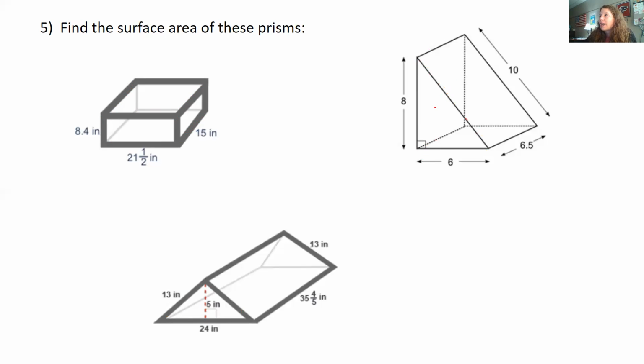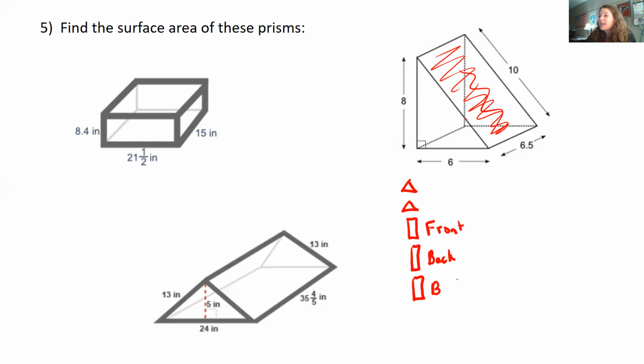All right, so for triangular prisms, we have 2 triangles, and then we have 3 rectangles. 1, 2, 3. So we could think of it as the bottom, I guess. What does it sit on? The back. And then this rectangle right here, I think of this as the front. And of course, my triangles are always going to be congruent. So however you need to write it out so you don't forget any of the sides, okay?